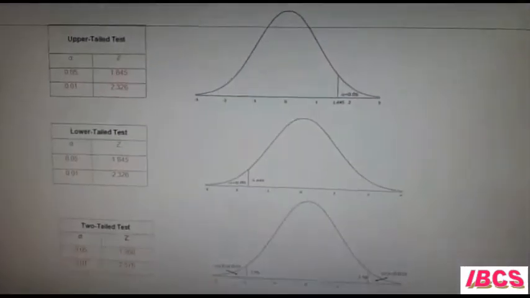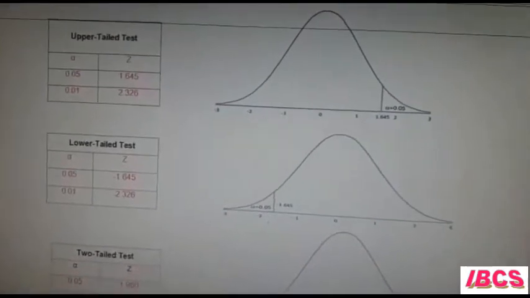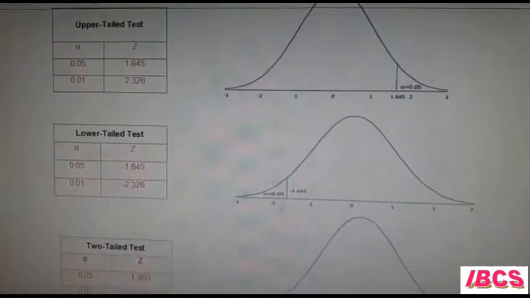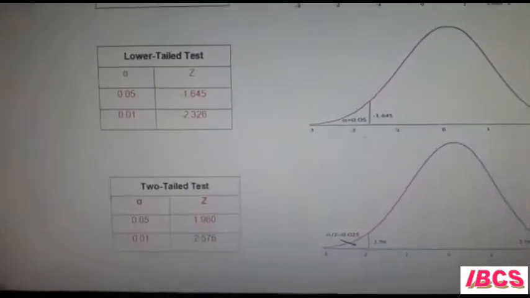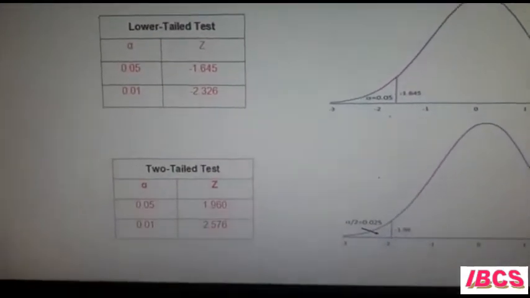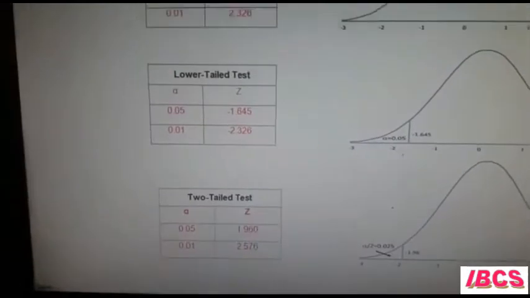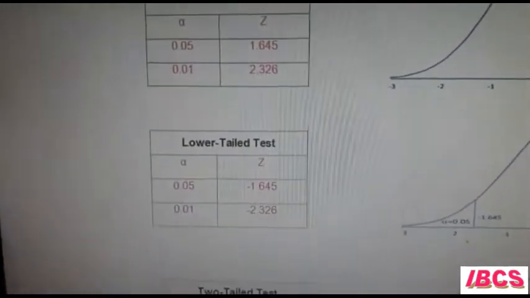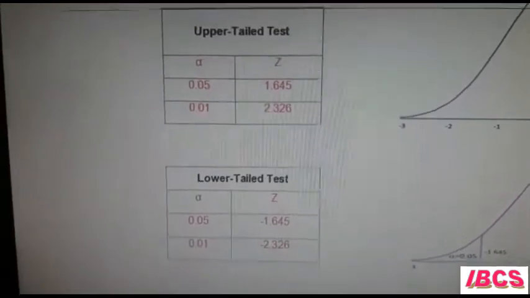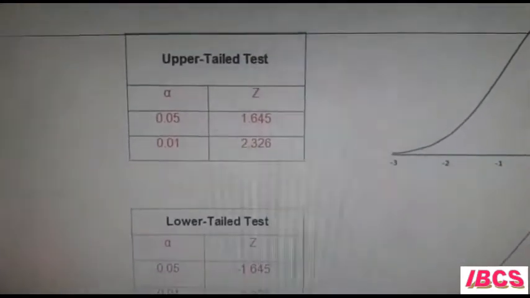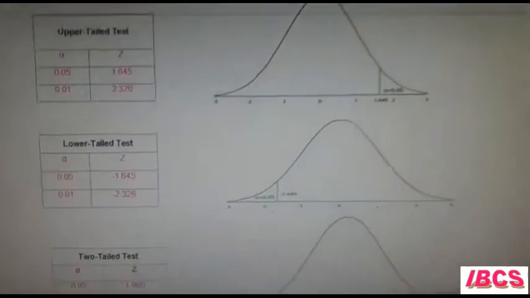And these are the different critical values of z for right tail, for left tail, and for two tail. For two tail at 5% and 1%, for left tail at 1% and 5%, and for right tail at 5% and 1%.